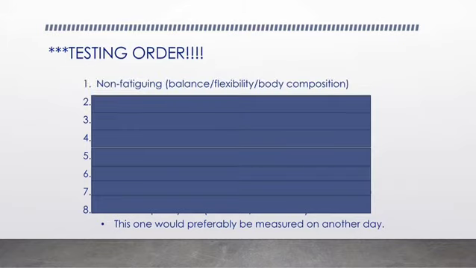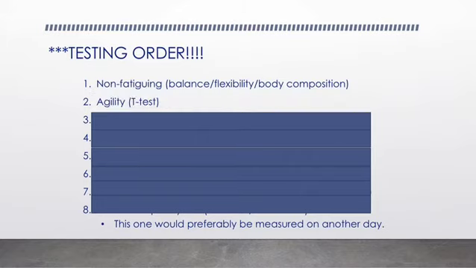So here we're looking at the first is non-fatiguing, which it would make sense for that to go first because it's not going to affect our other tests that much. Anything like balance, flexibility, body composition. 2 is the agility. So agility, again, is neuromuscular demanding, so you need to be able to be quick, but it doesn't fatigue you so much that you can't be good at it if you did something else beforehand.